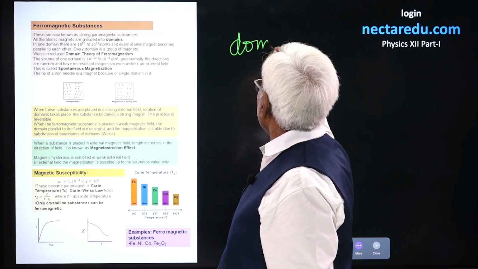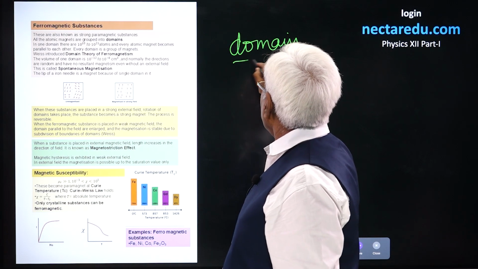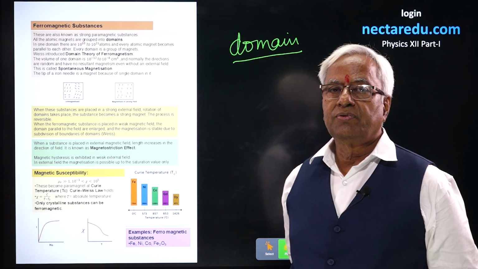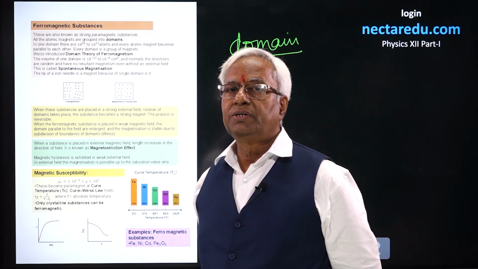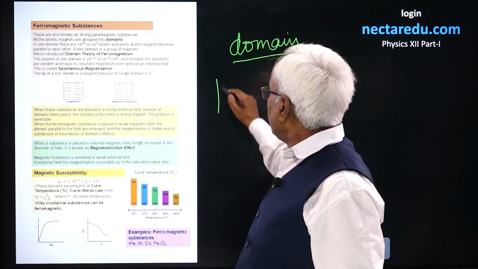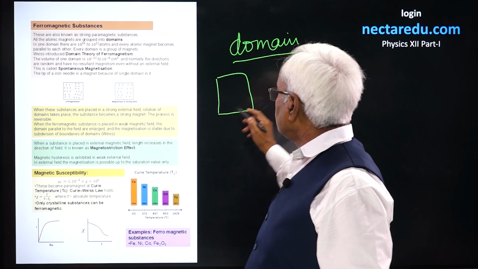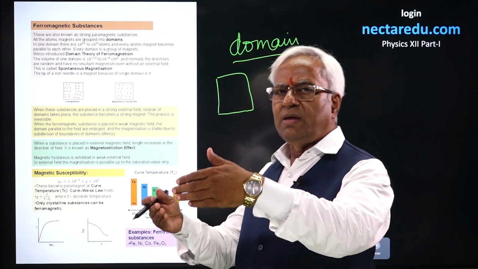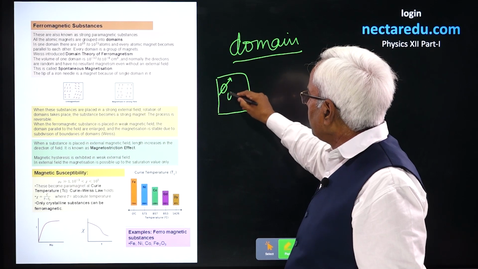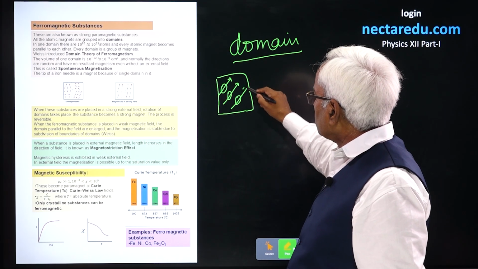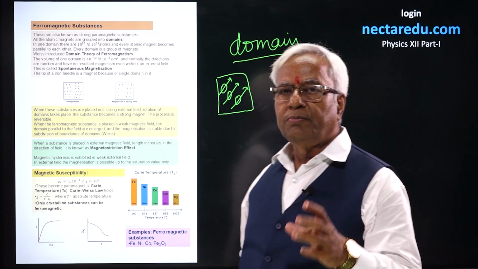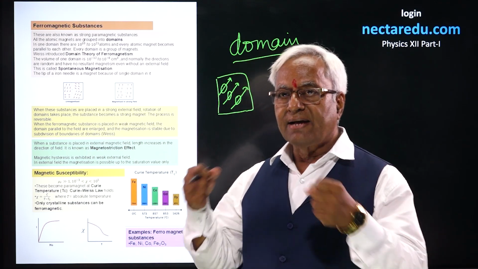When you say domain, in one domain there might be a number of atomic magnets ranging from 10 to the power 17 to 10 to the power 21 atoms. In one domain, all the atomic magnets will be in the same direction. That's why their magnetic moments always combine to produce one strong magnetic moment. That means every domain behaves as a good magnet.